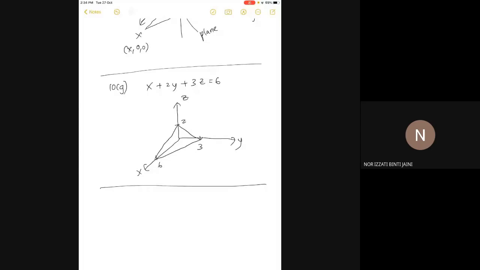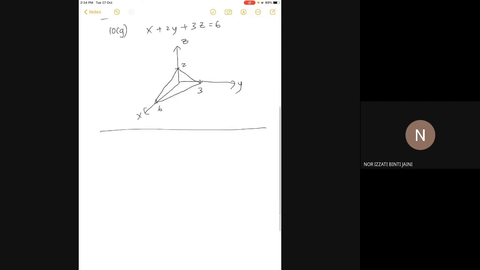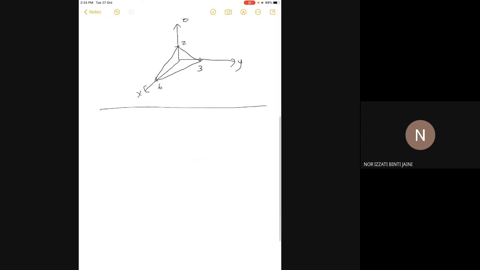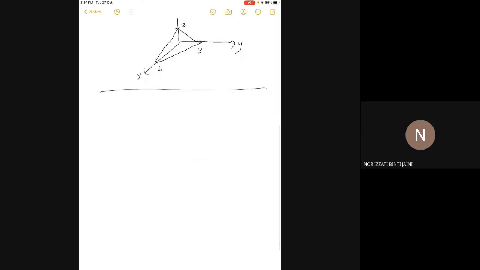Sketch the points. Okay, kalau dia bagi koordinat macam point ni, koordinat ni just sketching point lah. Awak cari di mana point itu sahaja. So tak ada masalah. Dia bukan graph, dia bukan surface. It's only one point.